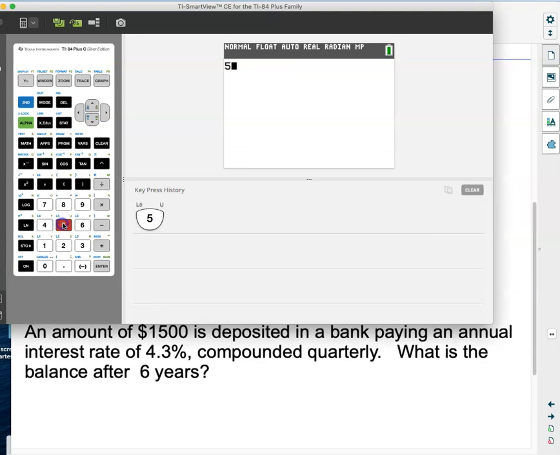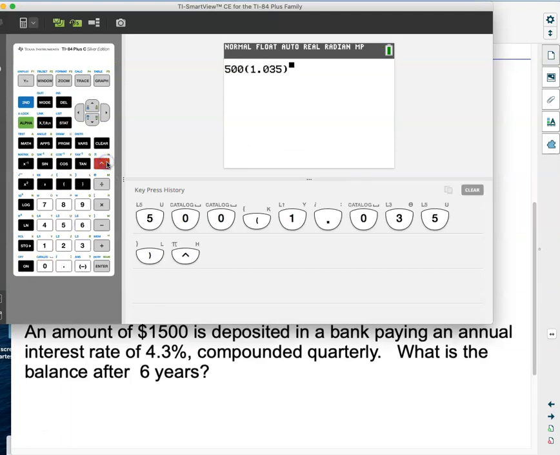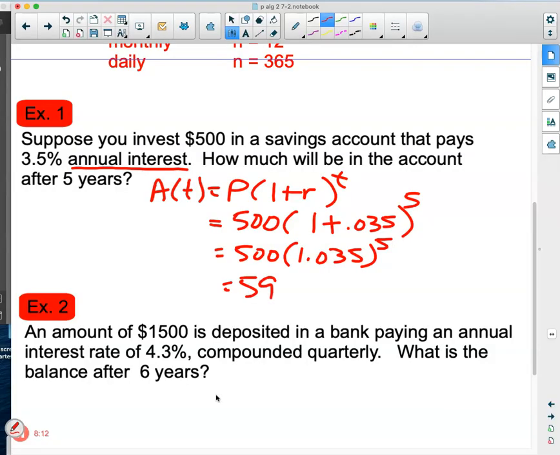So we need 500, 1.035 for 5 years. $593.84. Because it's your money, and you want to pay attention to that. You want to make sure you're getting what you're supposed to get. So again, the reason we could pick the shorter formula with this one is because it said annual, which is just once a year.